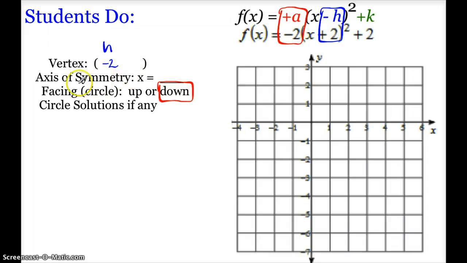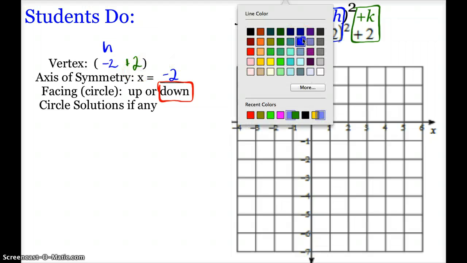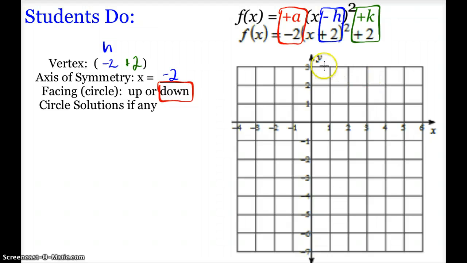That also means it's my axis of symmetry, because this is an x value. It's also a negative 2. My k value can stay the same. That's okay. That's going to be a positive 2. So here's my vertex, negative 2, positive 2. Let's find that line. That first line is at negative 2. So this is my axis of symmetry.